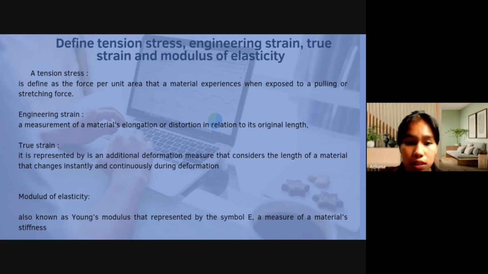So last but not least, the modulus of elasticity. The modulus of elasticity, also known as Young's modulus, is represented by the symbol E, a measure of a material's stiffness within the spectrum of elastic deformation. It characterizes the ratio of stress to the corresponding strain in terms of a mathematical formula. Young's modulus is expressed in pascals or gigapascals. The unit is frequently used to describe the elastic properties of materials.